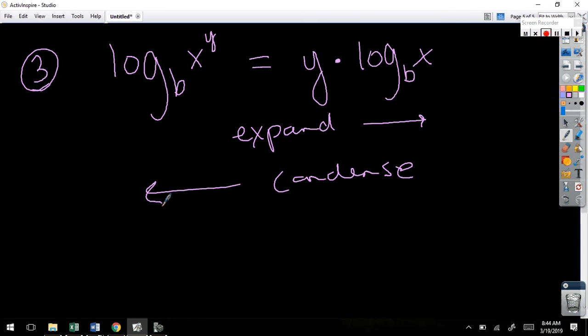Wait, what's the point of putting expand and condense? Every single one of them: if you start here and I say condense this expression, then you'd write it like it's written to the left. And if I start with the left and I say expand it, you'll see when we do several examples. All right, let's do some examples.